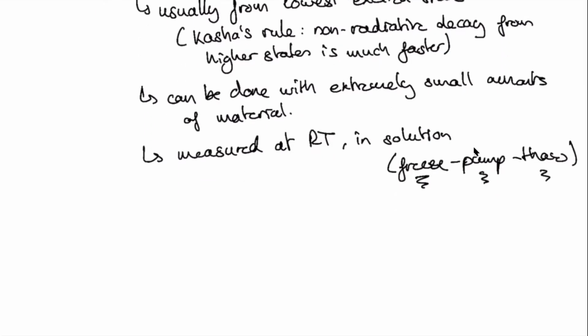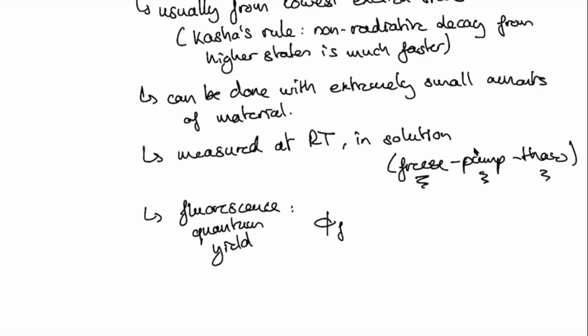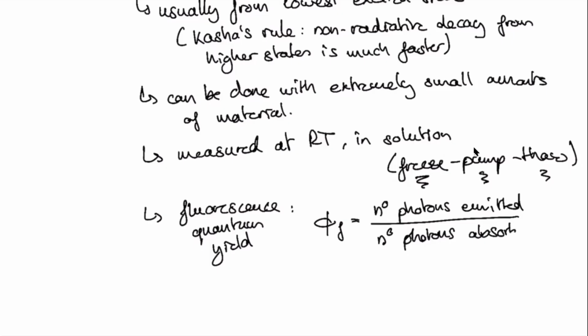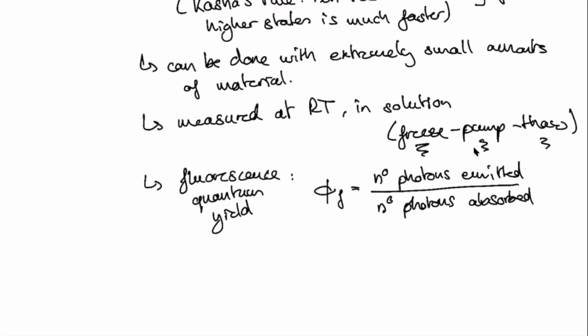And fluorescence can be quantified by the fluorescence quantum yield, which is the number of photons emitted over the number of photons absorbed. And this has a range, of course, which is typically from 0 to 1.